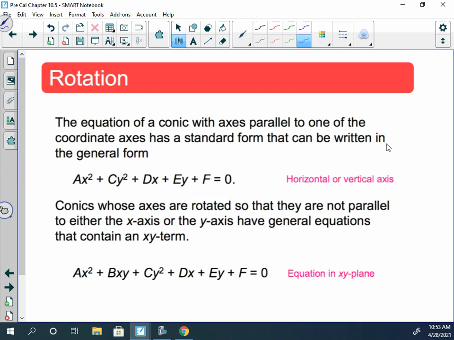Because what they're going to give us is a parabola that looks like this. It's going to open to the side. Or it could be any of the other conics we've covered so far that are not going to be straight up and down.